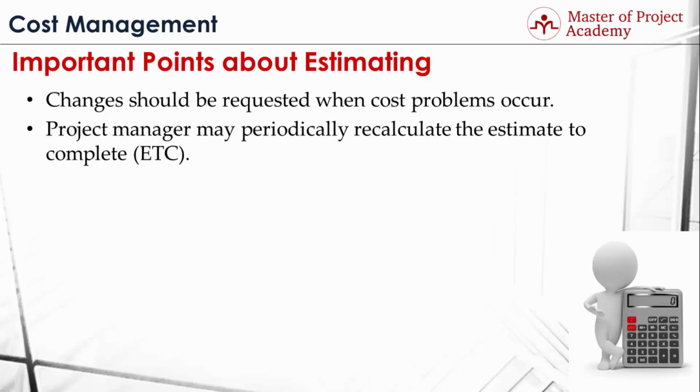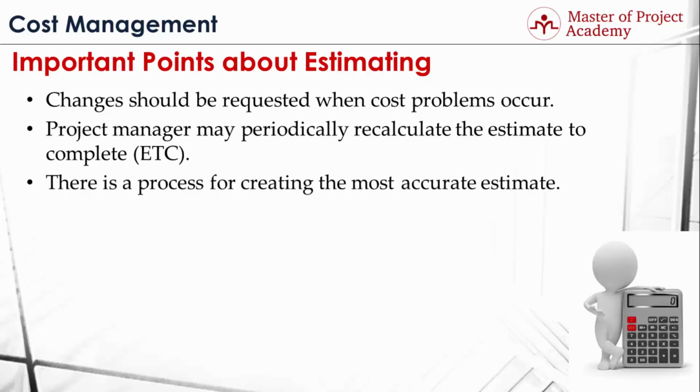And the vice versa is, if you completed the previous activities of the project with a smaller budget than the estimated, then you'll need a smaller budget to complete the remaining activities of the project. There is a process for creating the most accurate estimate, and this process must be followed for an accurate and attainable project budget.